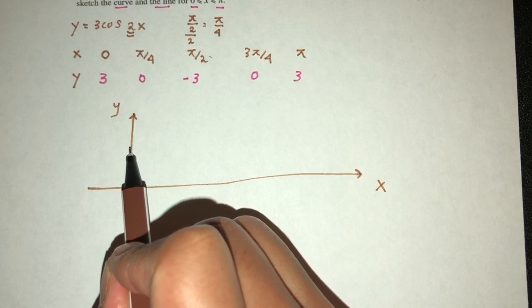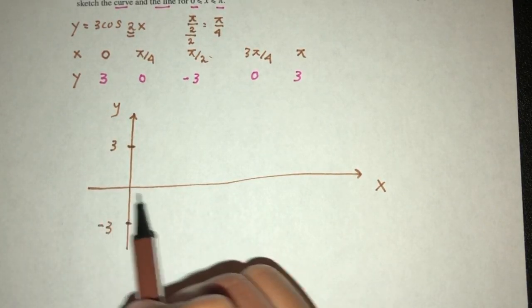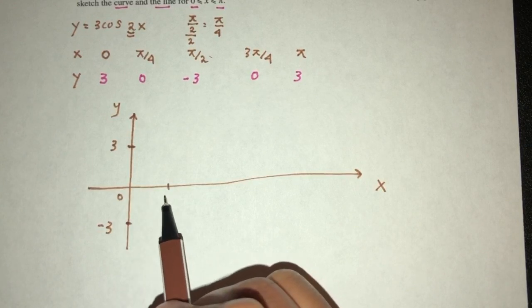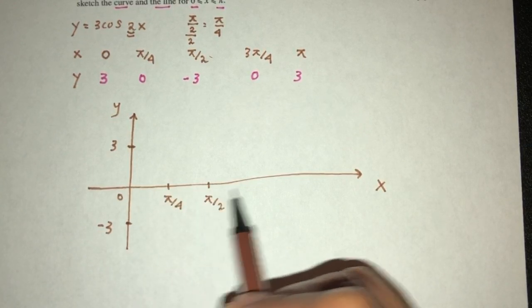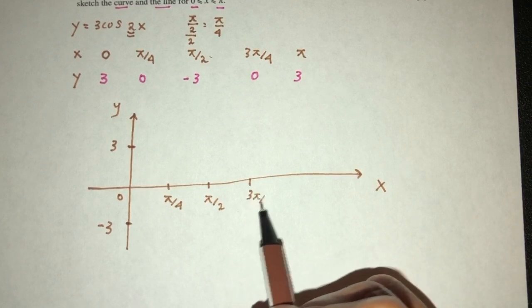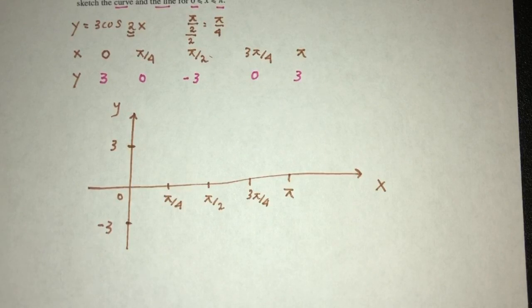Let's say 3 is here, and minus 3 is over here. Here we have 0, here we have pi by 4, pi by 2, 3 pi by 4, and then finally pi, because that's all we need, right? Again, you'll be using a ruler and a pencil, and try your best to join those points with a smooth line.